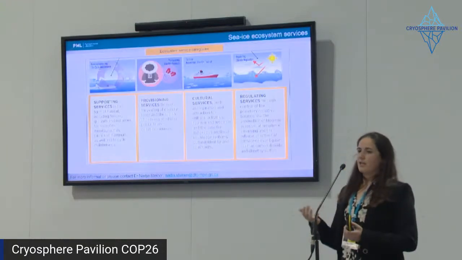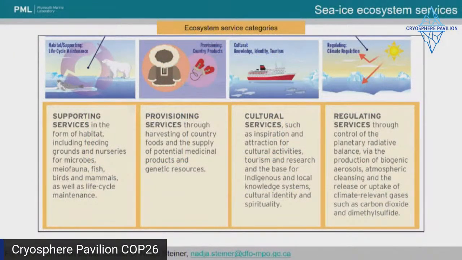So how does that really relate to people, and why should we care? Well, we can think about it in terms of ecosystem services. And these are the main four that the BEPSI project have come up with that relate to these sea ice processes. So we can think of it in terms of supporting services in the form of habitats, feeding grounds, nursery grounds, and providing habitat for all kind of life cycle stages of all marine organisms.